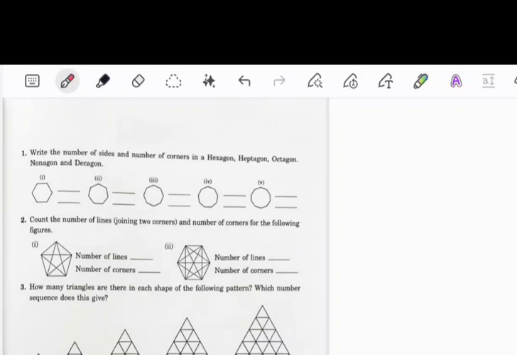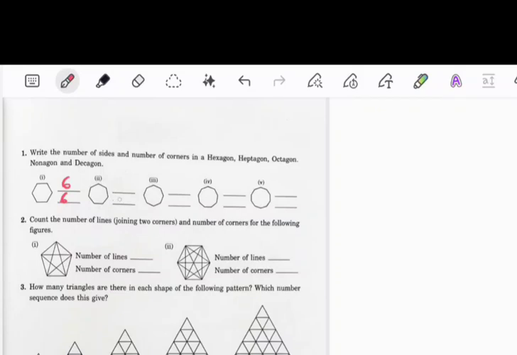it is a hexagon. So, in the first line we have to write the number of sides, and then in the second line we can write the corners. So, remember that a polygon always has the same number of sides and corners. That is the rule. So here we can write hexagon. 6 sides, so 6 corners.